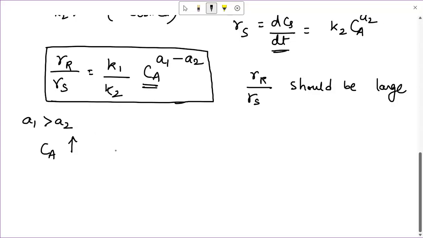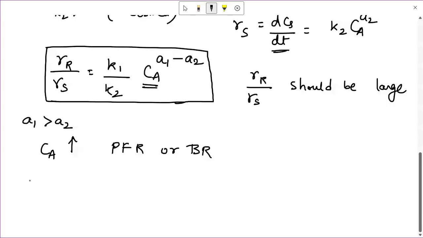And for this purpose we will prefer to use a plug flow reactor or a batch reactor, because there is no flow involved. So either a plug flow reactor or a batch reactor, and this will favor the formation of R. Also, since we are keeping the reactant concentration high, we can use the minimum reactor size when we are using the plug flow reactor or batch reactor.